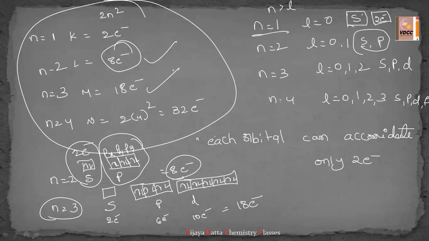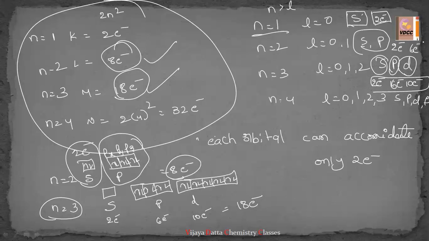So 2n² — the principal quantum number gives how many electrons are present in the third shell, and the azimuthal quantum number gives that 18 electrons are present in the orbitals, and how many electrons are present in each orbital. Here s has 2 electrons, p has 6 electrons, d has 10 electrons. Total 18 electrons are present in the third shell. Here, 8 electrons: 2 electrons from s, 6 electrons from p. Total 8 electrons are present.